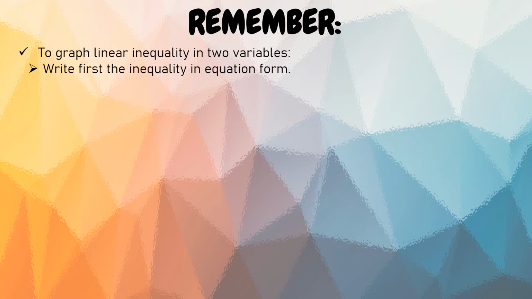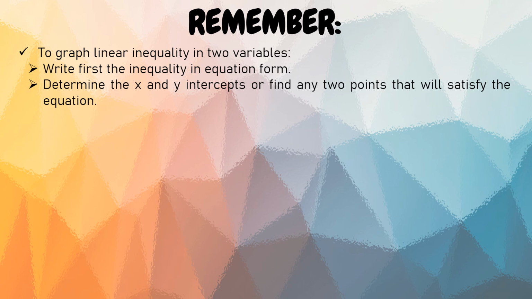Let us now summarize what we have learned about linear inequality in two variables. To graph linear inequality in two variables, first is to write the inequality in equation form. So, papalitan lang natin ang inequality symbol ng equal sign. Second step is to determine the x and y intercepts or find any two points that will satisfy the equation. So, papalitan lang natin ang value ng x ng 0 para mahanap ang y at papalitan ng 0 ang y para mahanap naman yung value ng x.